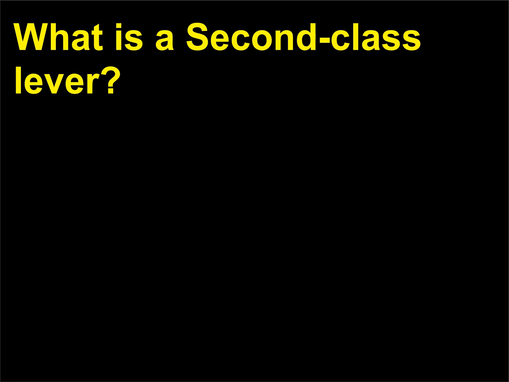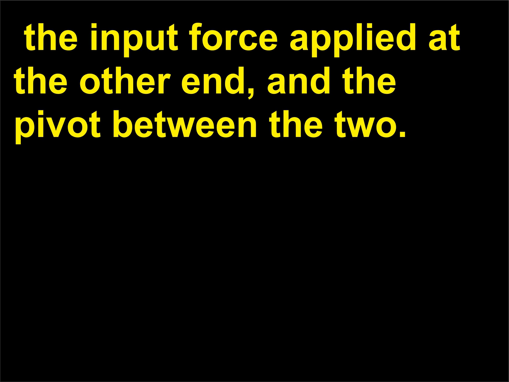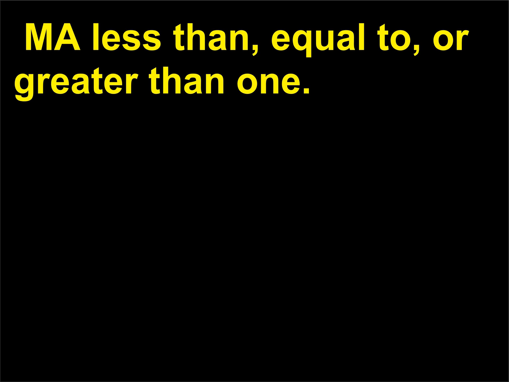What is a second-class lever? Simple machine with effort force exerted at one end of the bar, the input force applied at the other end, and the pivot between the two. MA less than, equal to, or greater than 1.